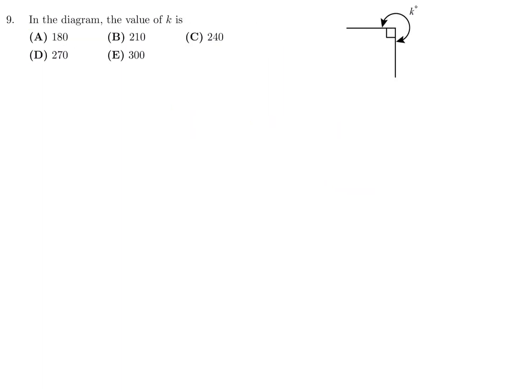In the diagram, the value of K is all the way around, which is 360 degrees. This symbol means 90 degrees, a right angle. And therefore, K, which is all the way around minus that 90 degrees, which is 360 minus 90, is 270. And that is K. So number 9, the answer is D.